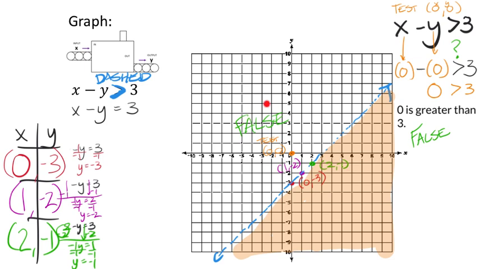And since it can't be true on both sides, once we know that this side is false, the other side has to be true. And that's it.